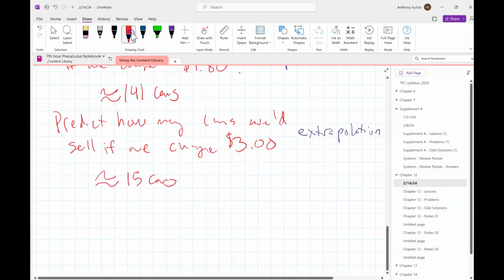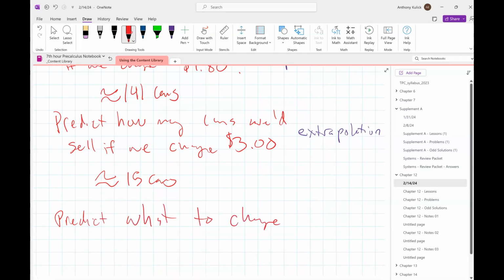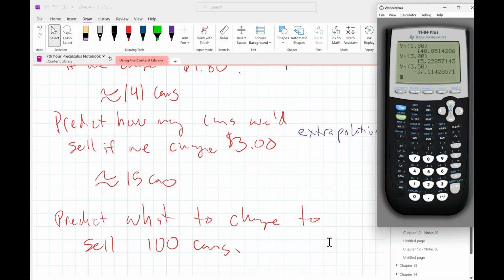What if I instead asked you to predict how much to charge to sell 100 cans? We're plugging 100 in for Y, right? And then solving for X. Our calculator can do this for us also. Let me show you the easiest way to do that.